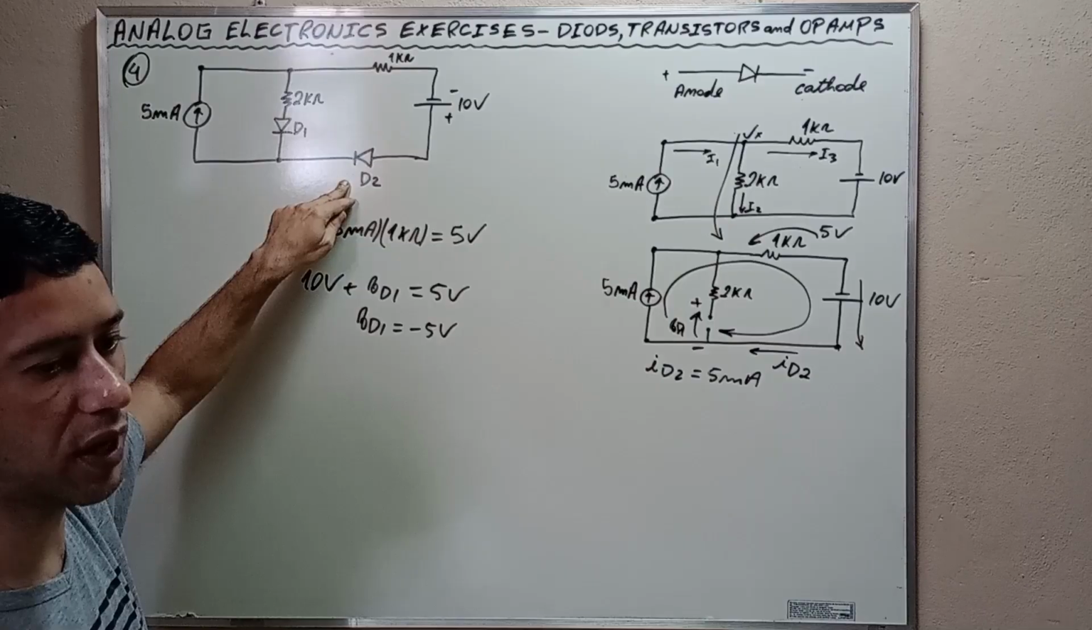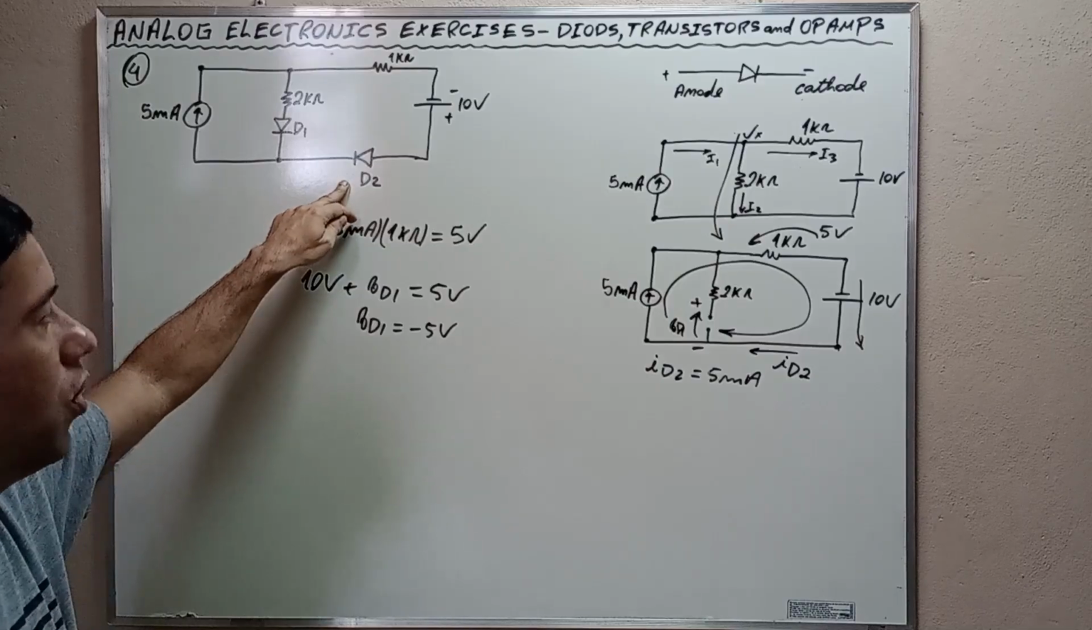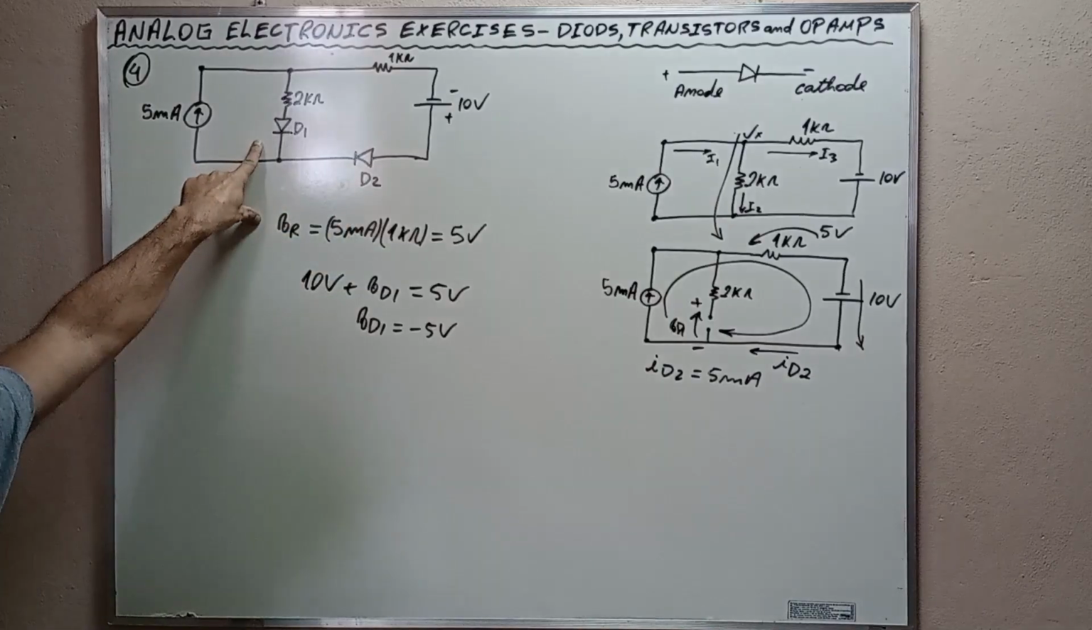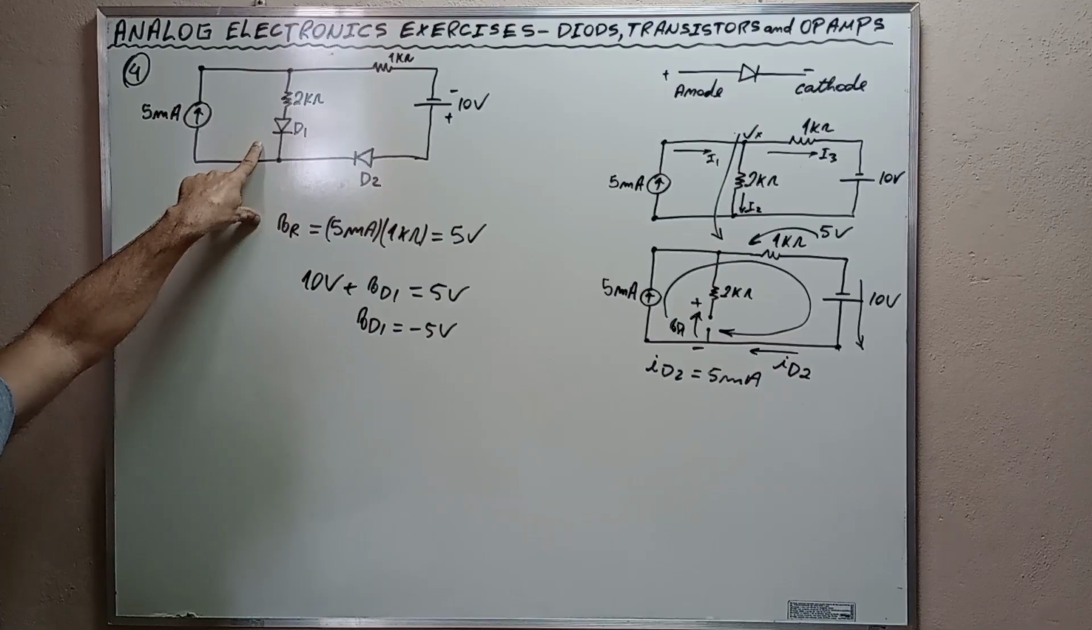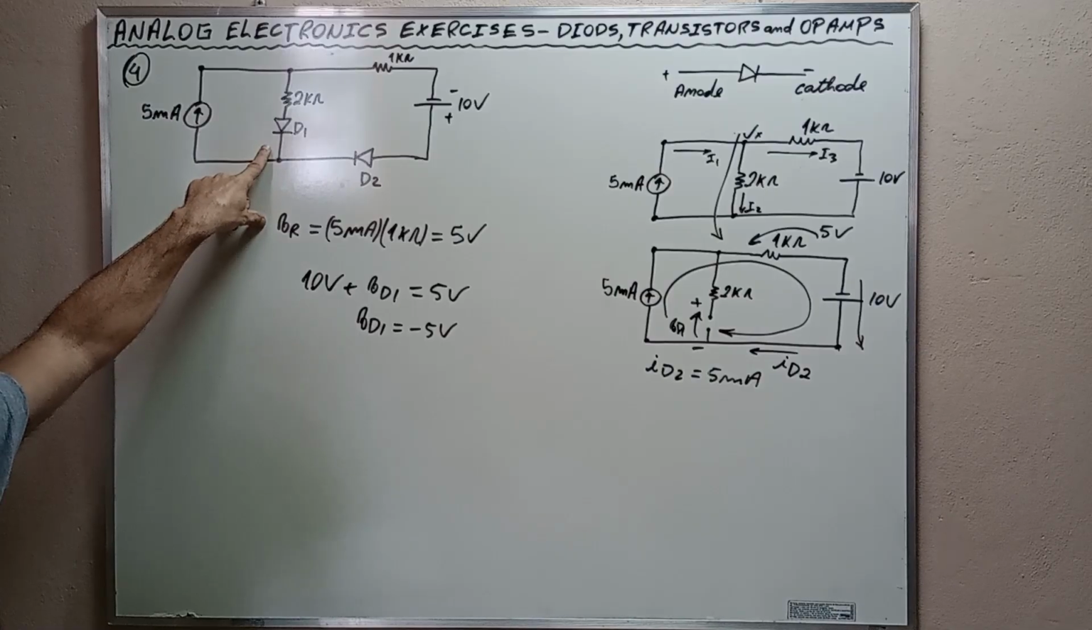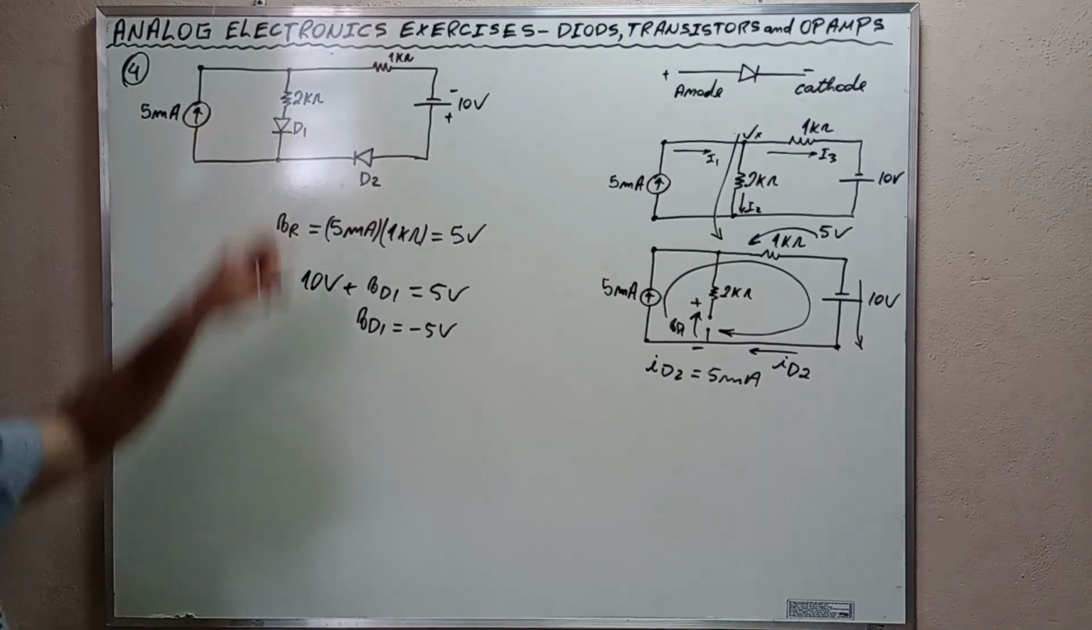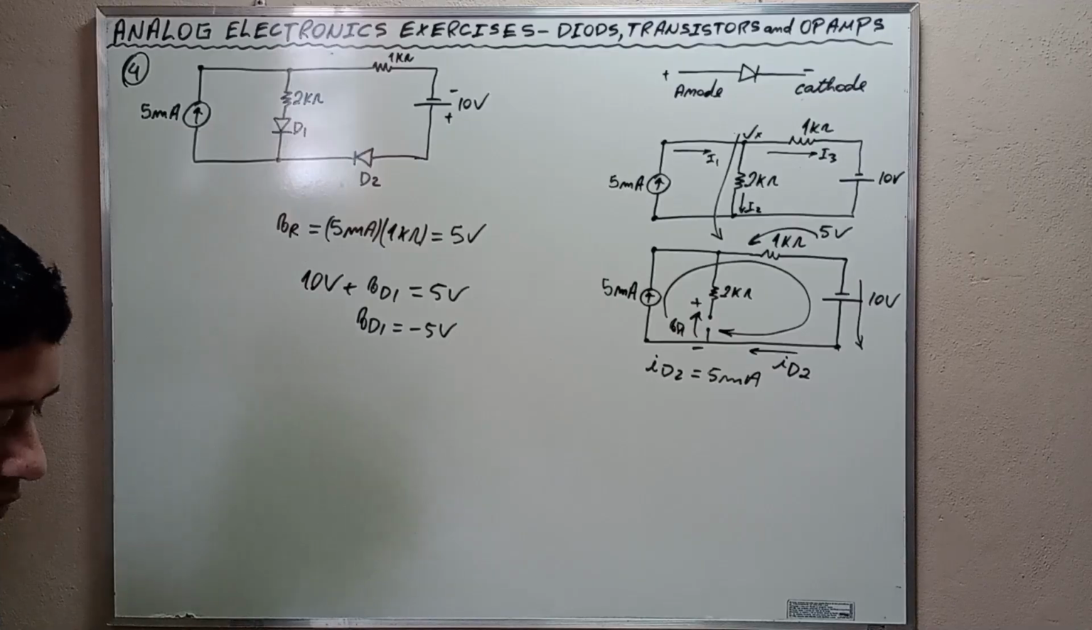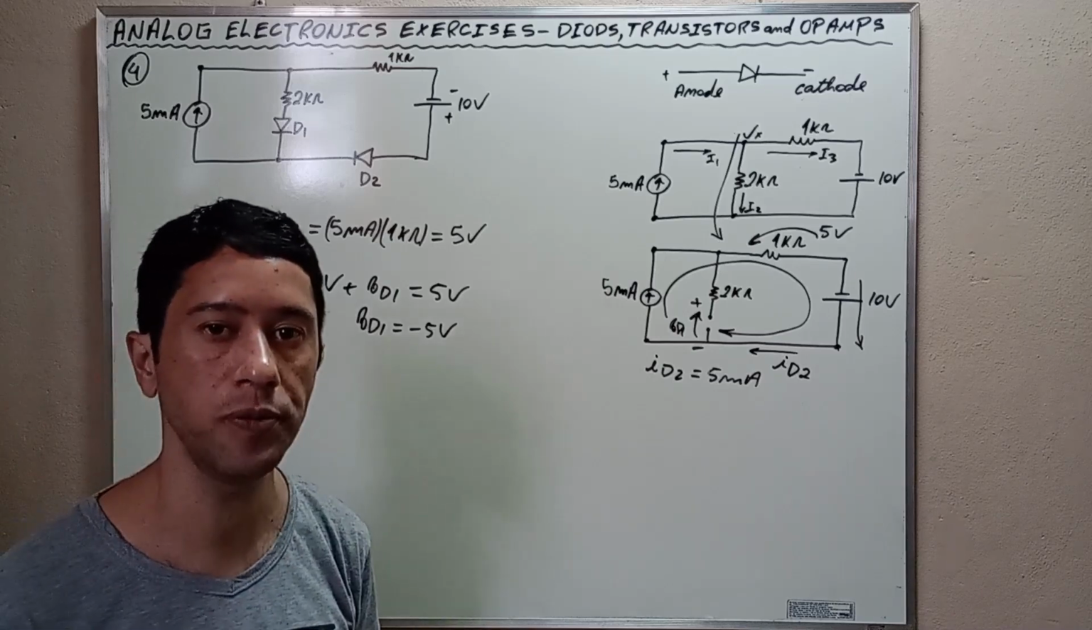D2 is conducting, that is, D2 is on, and we have proved that D1 is off, that is, D1 is not conducting because the cathode of D1 is higher in potential than its anode. Okay, my friends, this is all for exercise 4. Let's go to exercise 5 now.